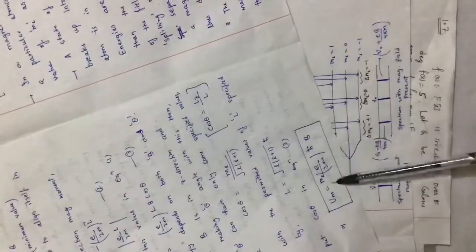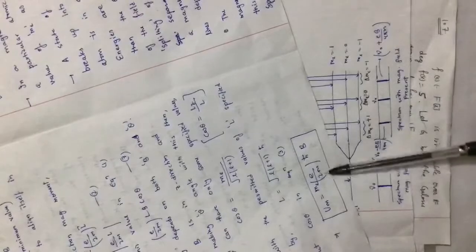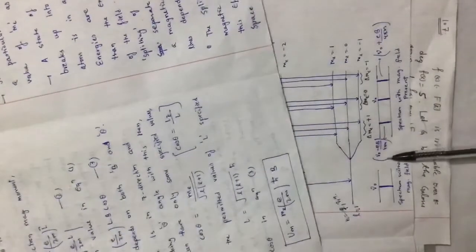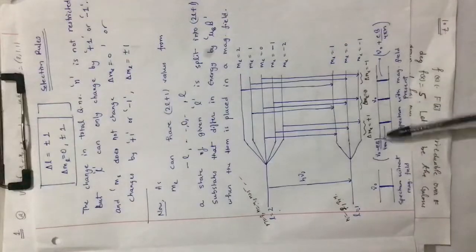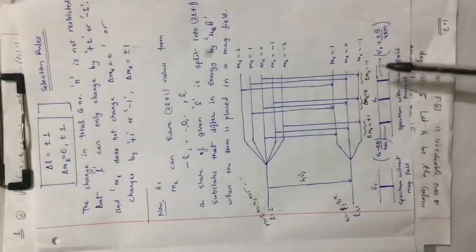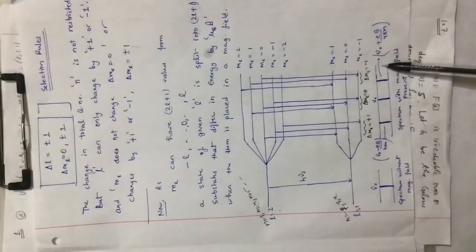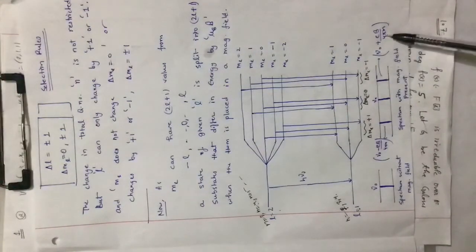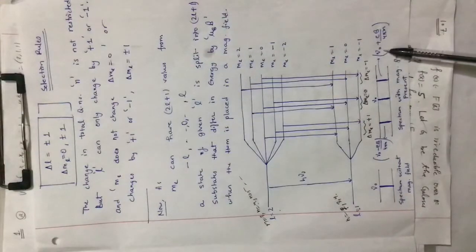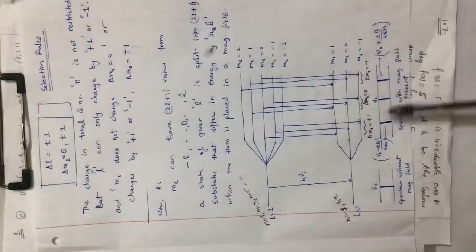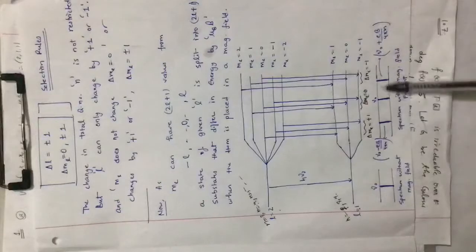Okay, and if I plug this value into this, I will get mu naught minus eB by 4 pi m, right? And this is for delta ML equal to minus 1. The frequency got added to this characteristic frequency. So these three splittings I will get.